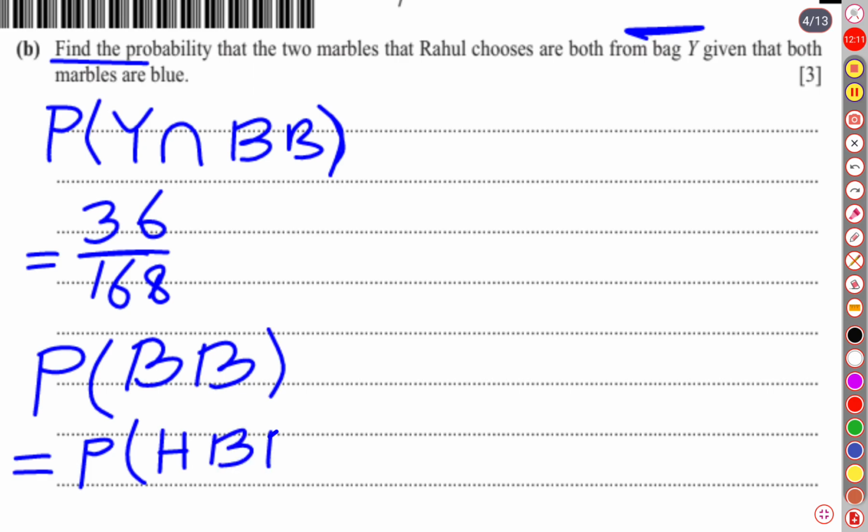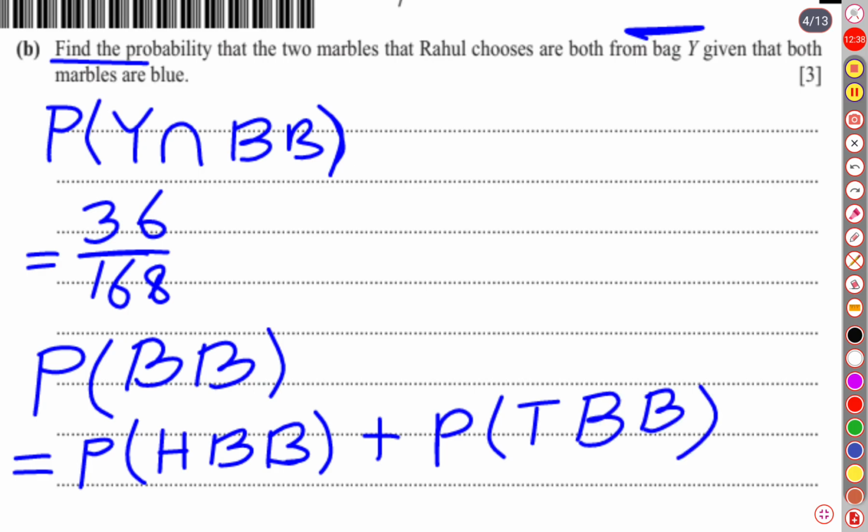If we obtain head, we should not forget that then we will pick up the marbles from bag X, blue blue, and we may obtain tail, then we pick up two marbles whose color is blue. So it may be P(H, blue blue) or P(T, blue blue).